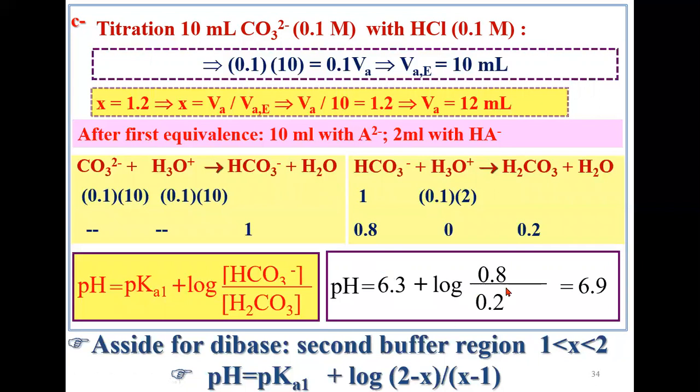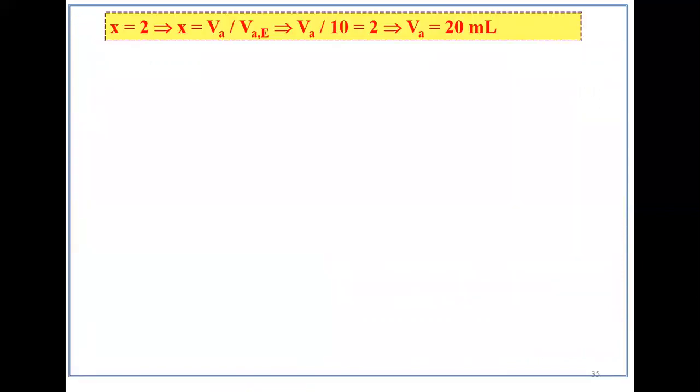1.2 minus 1 is 0.2. Wow, I have this already. So guess what? Using this equation really, really helps out. Then you don't have to do this full chart or even think of calculating how much volume. When my X is 2, that's my second equivalence.